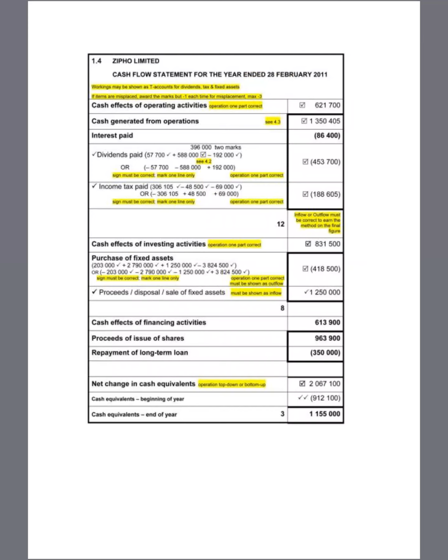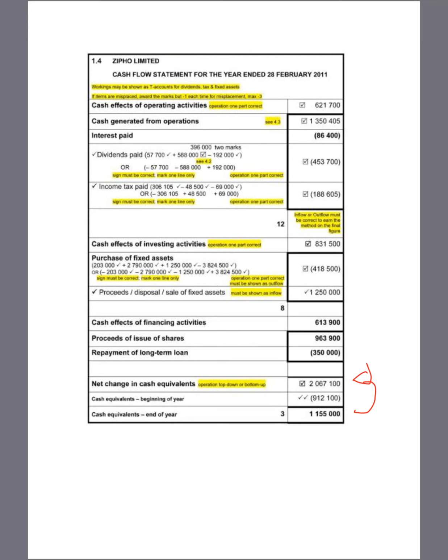And then I work my way up. So what do I do? I take the 2,067,100 minus 1,155,000. Check what it gives you. If it doesn't give you a sensible answer, then we made a mistake. Let me check. It gives me 912,100. Yes, correct, there you go.